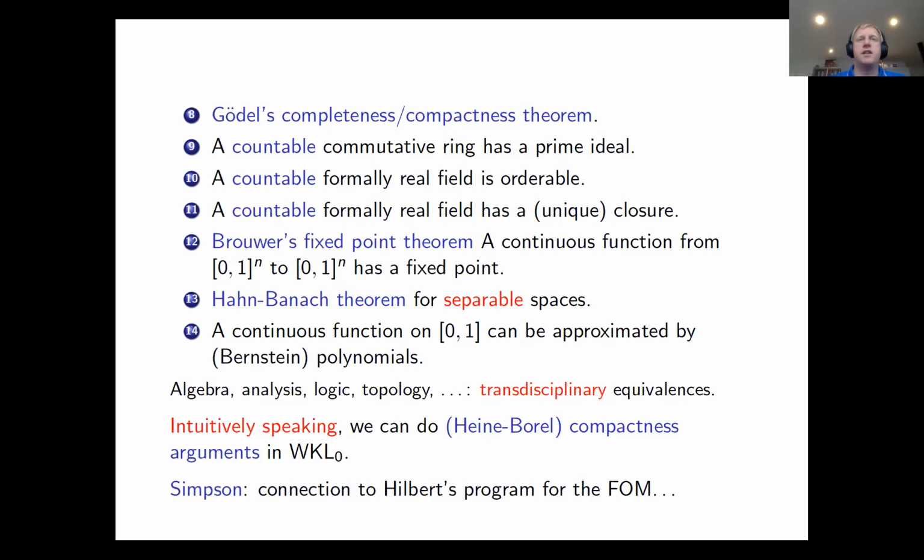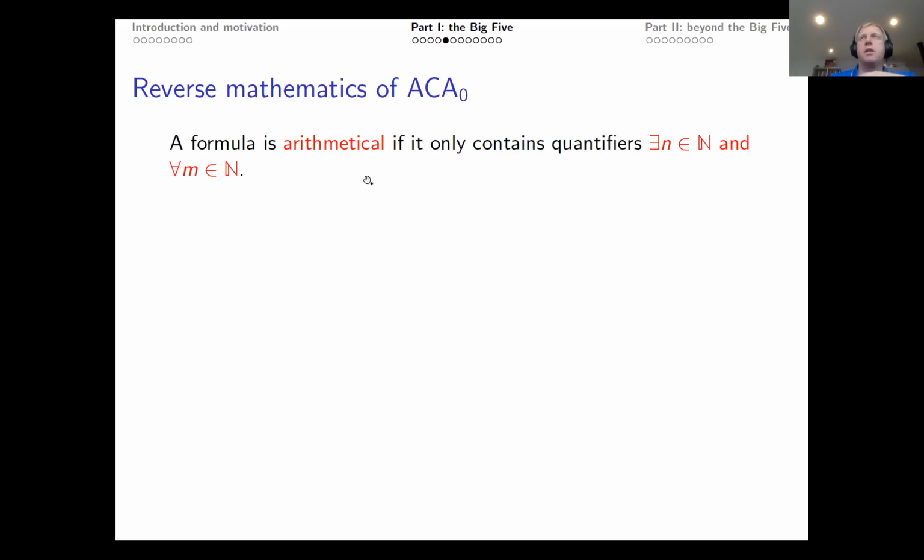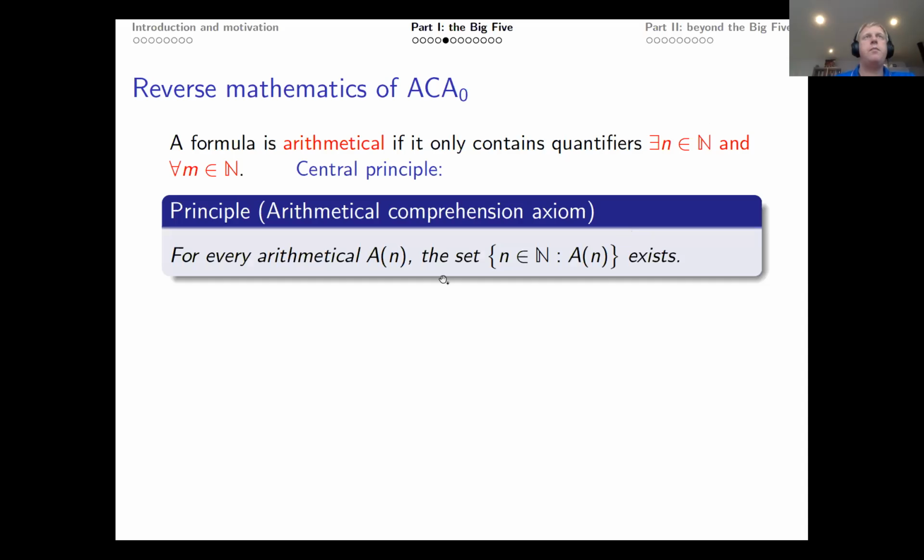So the next Big Five system is ACA0, which stands for arithmetical comprehension axiom. A formula is arithmetical if it only talks about arithmetic, if there are only quantifiers over the natural numbers. That's the only restriction, so parameters are fine, but quantifiers can only quantify over the natural numbers. The central principle is this: for an arithmetical formula, we can make this set. So arithmetical comprehension just means if we have an arithmetical formula, it gives rise to a set.